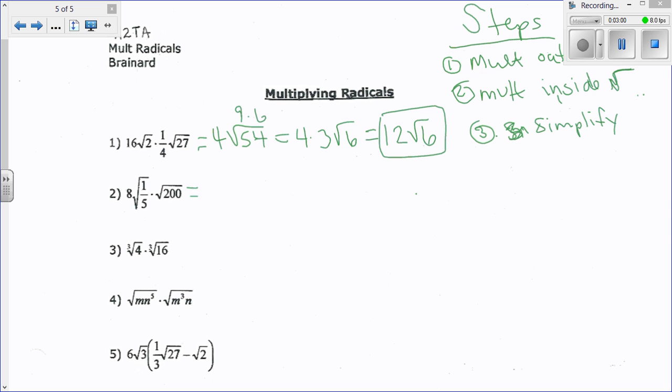For number 2, I multiply outsides. 8 times, there's nothing in front, so it's a 1. So 8 times 1 is 8. And then I have to multiply 1/5 times 200. Well, 1/5 of 200 is 40. And 40 simplifies to 4 times 10. So that would be 8 times the square root of 4, which is 2. And 8 times 2 is 16 radical 10, because the 10 doesn't simplify.